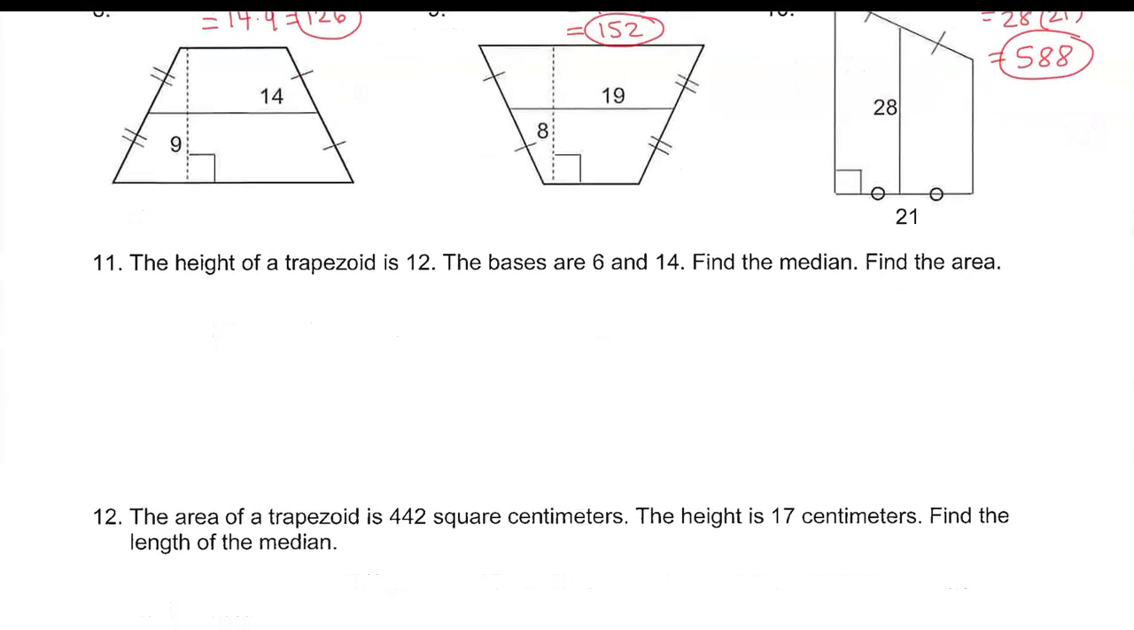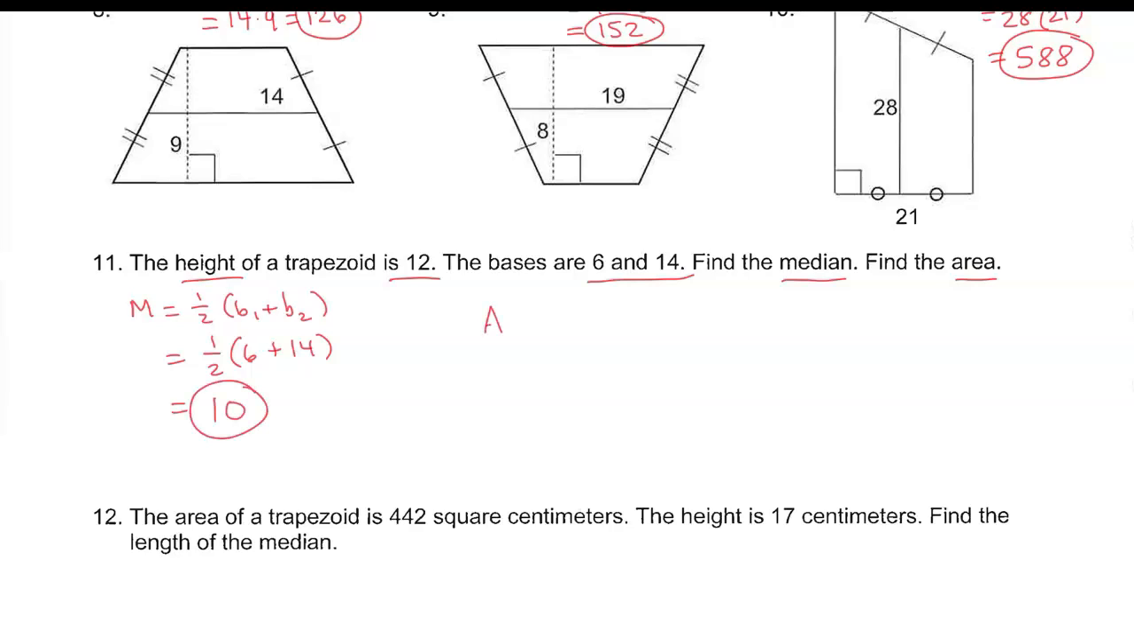Okay, number 11, we have the height of a trapezoid, and we have bases, and we need to find the median and then the area. So we have 2 math problems in one. We'll start with median, which is the average of the bases. So what were the bases they gave us? All right, we're going to ignore the height for a second. The bases are 6 and 14. So we need half of 6 plus 14. You should have gotten 10.